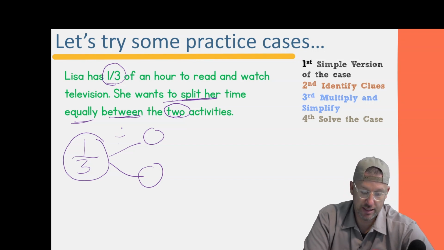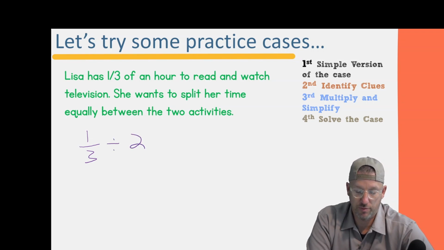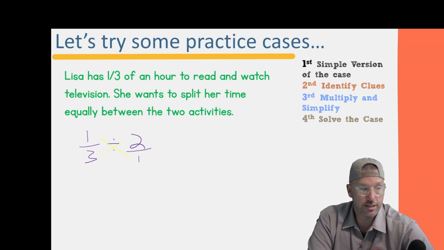So now let's go ahead and solve our problem. We have 1/3 split into 2. Well, 2 can be written as 2 over 1. That's how we break that into a fraction. Then we look diagonally. Can we do anything diagonally? If we can, we want to simplify it. 1 over 1 can't simplify, that's fine. 2 over 3, that's already simplified.